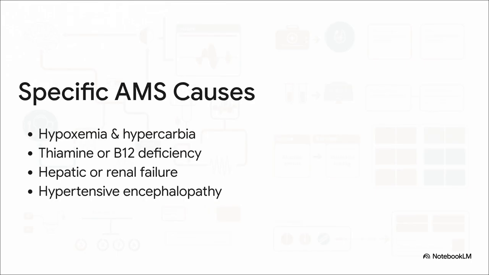Let's look at some specific, high-yield metabolic and systemic derangements that cause altered mental status. These include hypoxemia or hypercarbia, nutritional deficits like thiamine or B12 deficiency, and signs of hepatic or renal failure. Hypertensive encephalopathy is another major central nervous system cause that you always need to evaluate for.